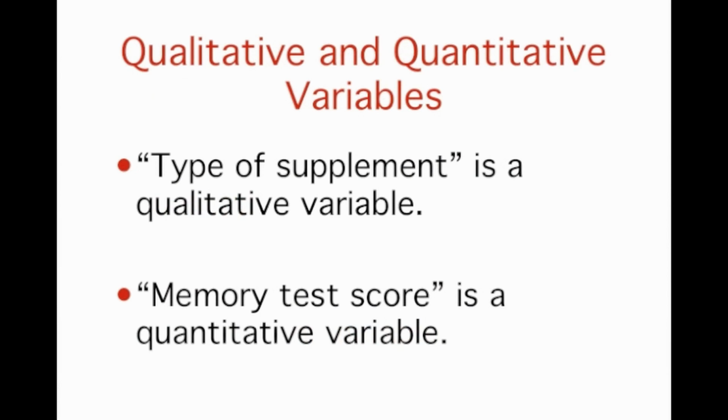In the previously discussed study on the effect of blueberries in aging, the independent variable was type of supplement: none, strawberry, blueberry, and spinach. The variable type of supplement is a qualitative variable. There is nothing numeric about it. In contrast, the dependent variable, memory test score, is a quantitative variable since memory performance was measured on a quantitative scale, number correct.